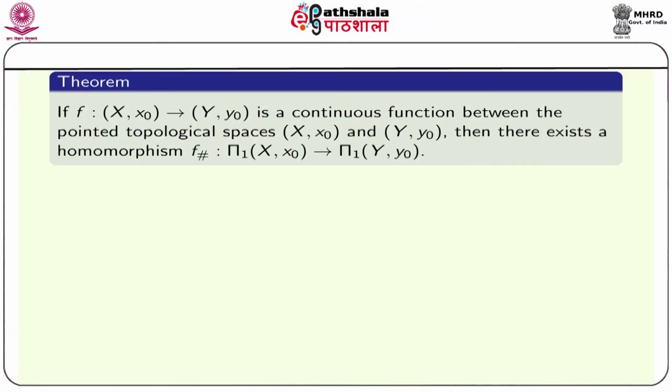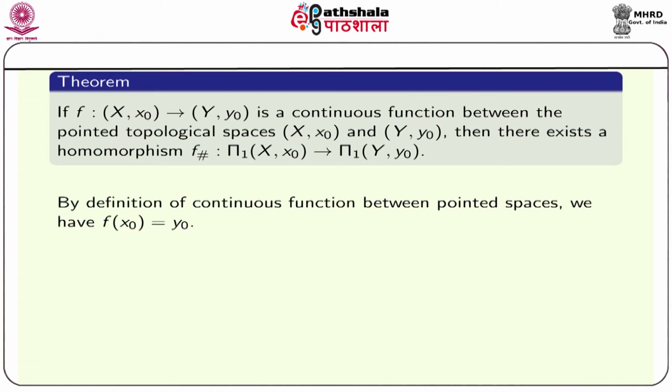Suppose f is a continuous function between the pointed topological spaces x x 0 and y y 0. We prove in this theorem that there exists a homomorphism f sharp from pi 1 x x 0 to pi 1 y y 0. By definition of continuous function between pointed topological spaces, we have that f is a continuous function from x to y, so that f x 0 is y 0. Now, we define f sharp from pi 1 x x 0 to pi 1 y f x 0 by f sharp of class alpha is equal to class of f composed alpha.